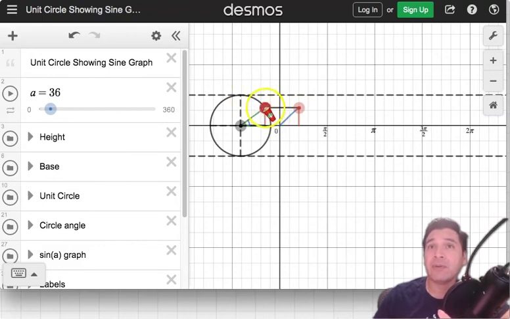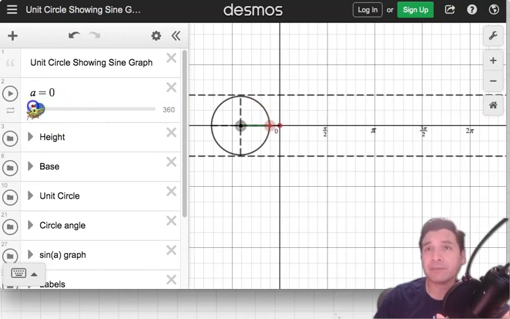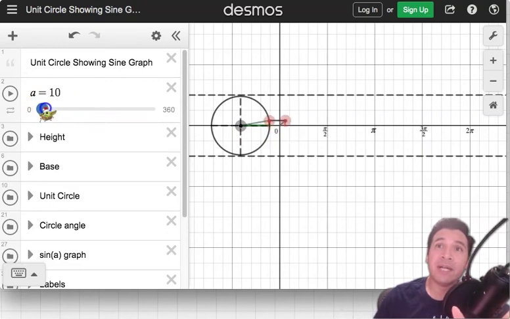So as we are going around the unit circle, let's come back. Let me go back. Okay, so we go back to 0. Now, notice that the height right now is 0, and so that's why it starts at y equals 0. But as we start to increase the angle, the y's increase, so the height of our sine graph over here starts to increase.